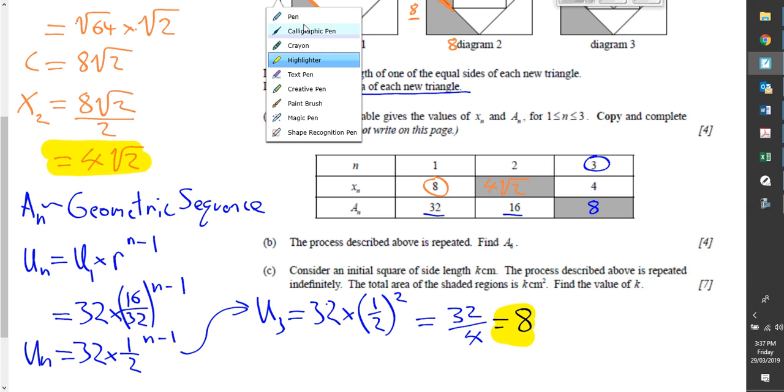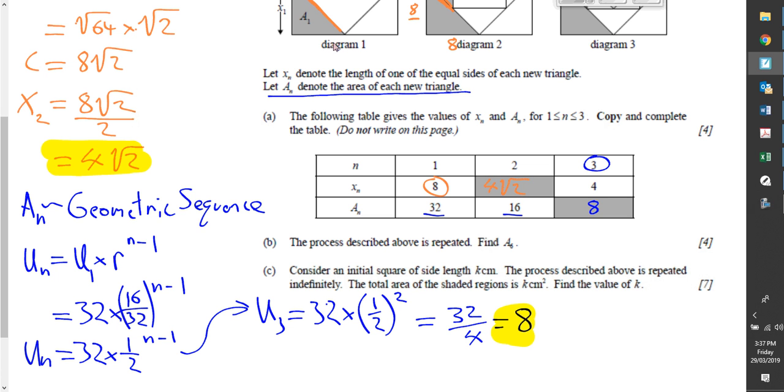All right. So now let's have a look at part C.